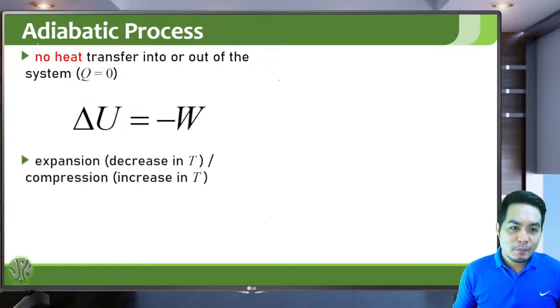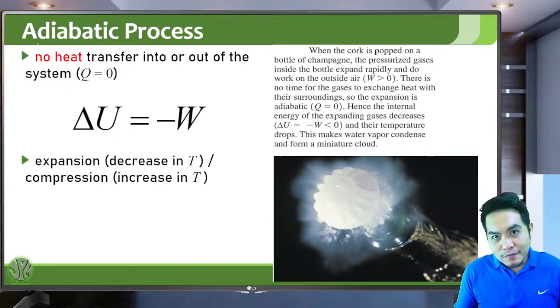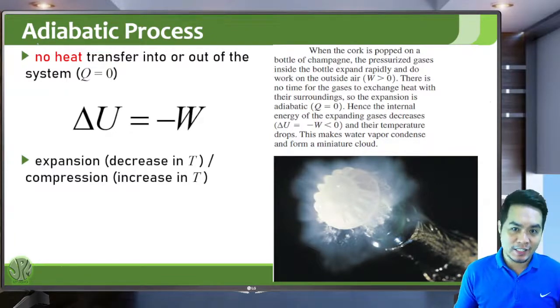An adiabatic process can undergo expansion, wherein there will be a decrease in temperature, or compression, wherein there will be an increase in temperature. For instance, take the example of the cork on a champagne. Inside the champagne, there is a pressurized gas. This high pressure gas will expand rapidly when you open the champagne, and there's no time for the gas to exchange heat with its surroundings. So meaning there's no time for heat transfer, for the gas to absorb heat or release heat. So it's an adiabatic expansion in this case.